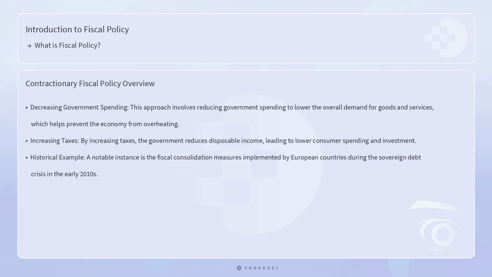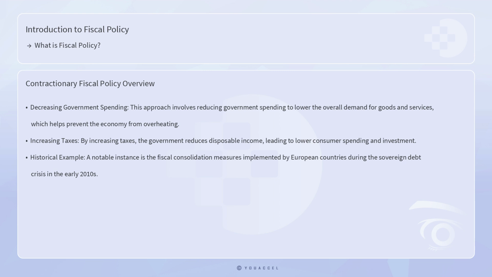Conversely, a contractionary fiscal policy involves decreasing government spending or increasing taxes to cool down an overheated economy. This approach is often used when there is a threat of inflation or when the economy is growing too quickly. By reducing government spending, the government can lower the overall demand for goods and services, which helps prevent the economy from overheating. Similarly, increasing taxes reduces disposable income, leading to lower consumer spending and investment.